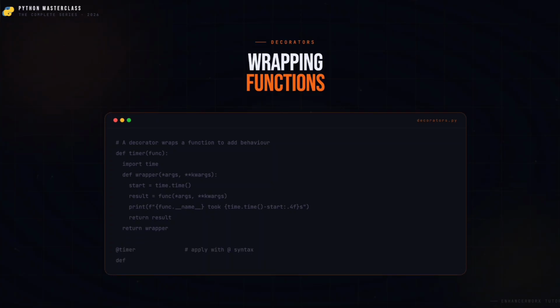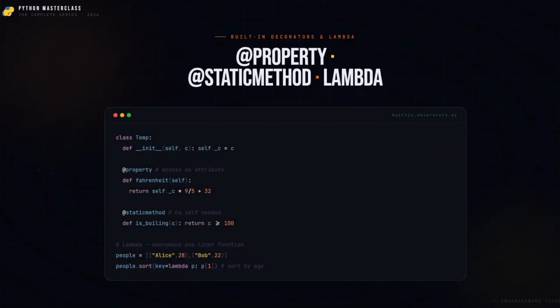Python ships with three powerful built-in decorators for use in classes. The @property decorator lets you define a method that is accessed like an attribute, no parentheses needed by the caller. The @staticmethod decorator marks a method that belongs to the class conceptually but does not need access to the instance. Lambda creates a short anonymous function in a single expression, perfect for sort keys and one-off transformations.